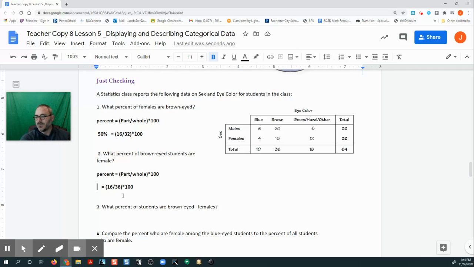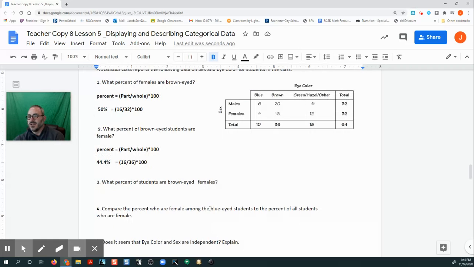So does it say what to round to? I got nothing about what to round to. We'll call it 44.4%, or round to the nearest tenth. 44.4%. We'll round to the nearest tenth there. That's the percent of brown-eyed students that are female, right?